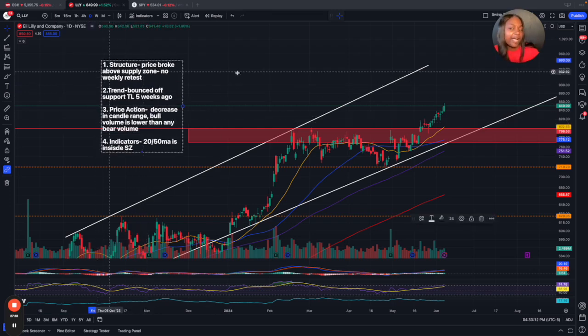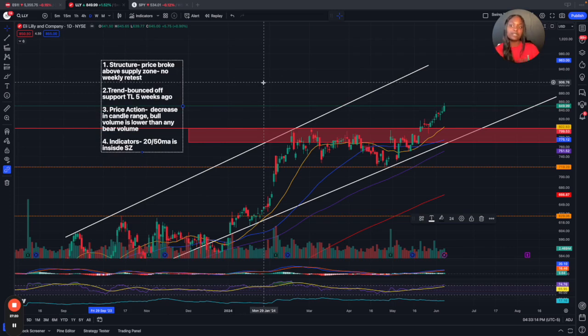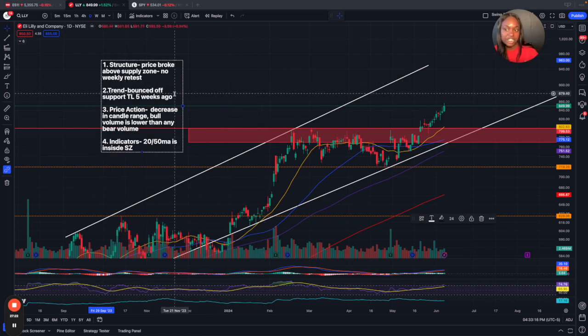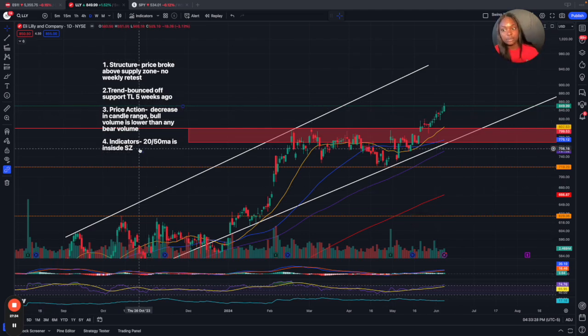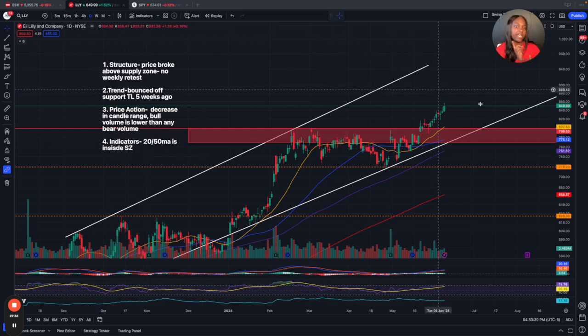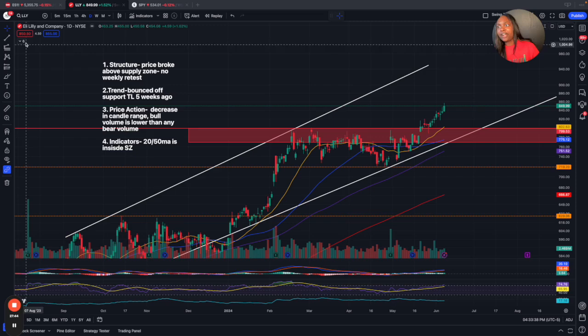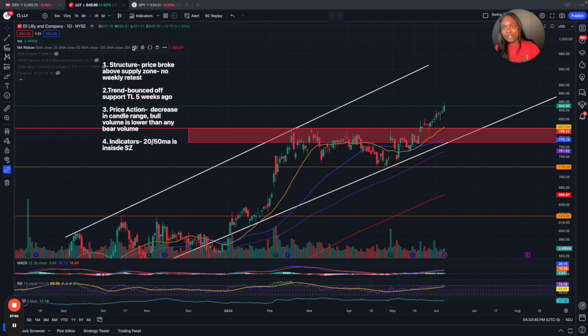Now, when I read this back, Eli Lilly has broken above the supply zone with no weekly retest yet. It bounced off the support trend line about 5 weeks ago. And according to price action, the range is decreasing with the bullish volume lower than any of the bearish volume. And my 20 and 50 moving average are inside of the supply zone right against the trend line. What is there to doubt? We see it. Okay, what is there to doubt?